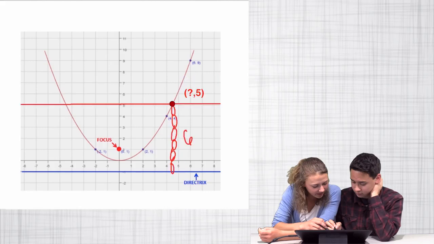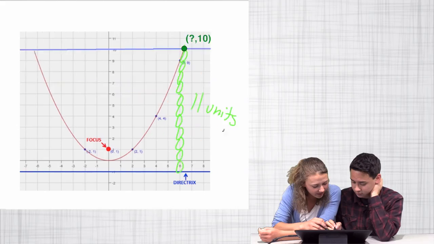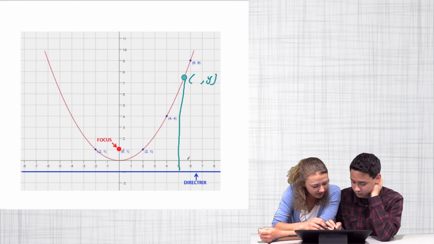For example, when the y value for a point on the parabola was 5, then the distance from that point to the directrix was 6 units. When the y value was 7, then the distance from that point to the directrix was 8 units. When the y value was 10, then the distance from that point to the directrix was 11 units. Sasha and Keoni will generalize their previous work to express the distance for a general point to the directrix in terms of y.